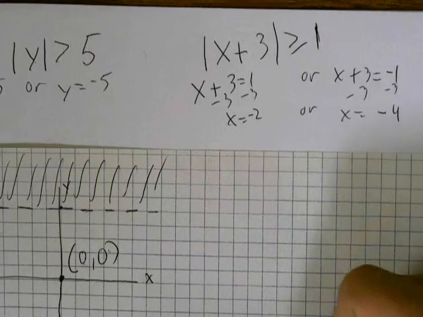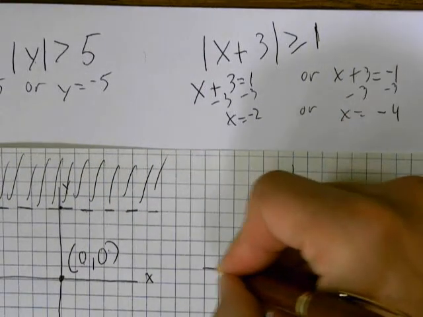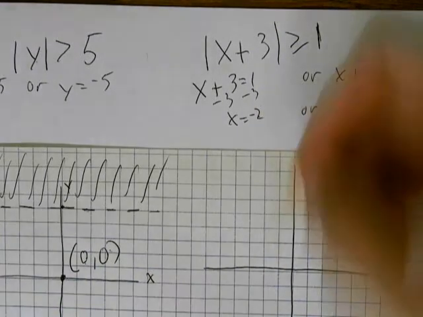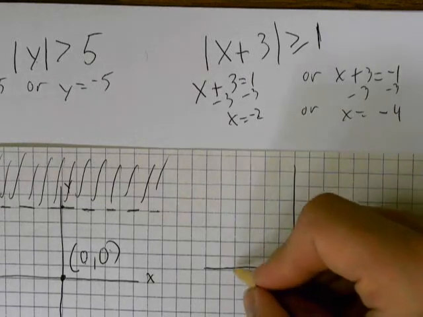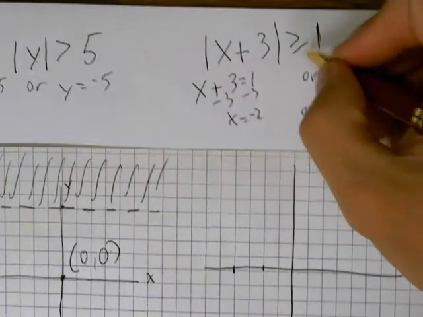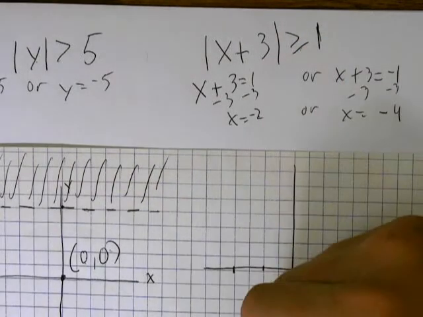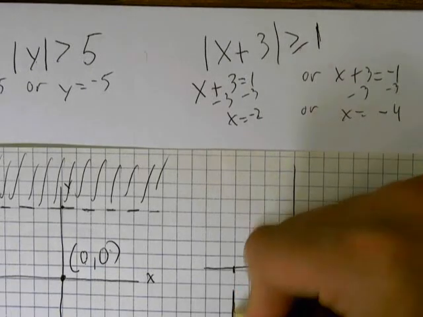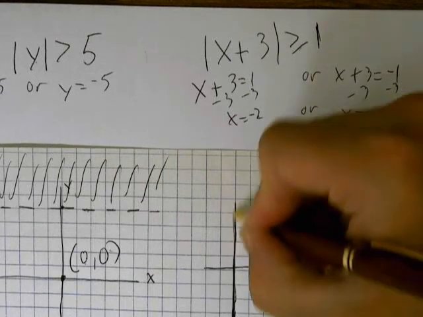XY coordinates. x equals -2, right there. x equals -4, right there. There is an or equals to sign on this one. So when I graph these two, I'm going to have nice solid lines. So kind of like shading in the dot, right? Now we're going to use a solid line.